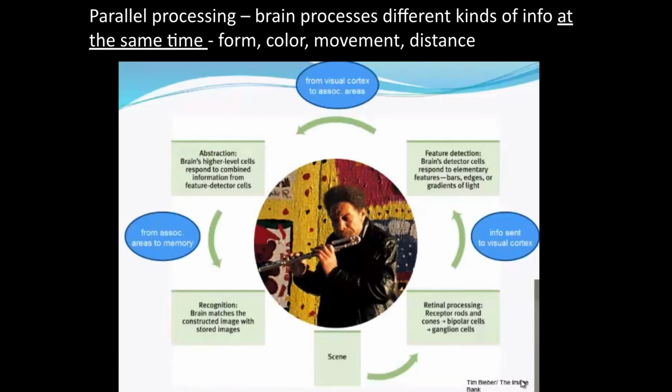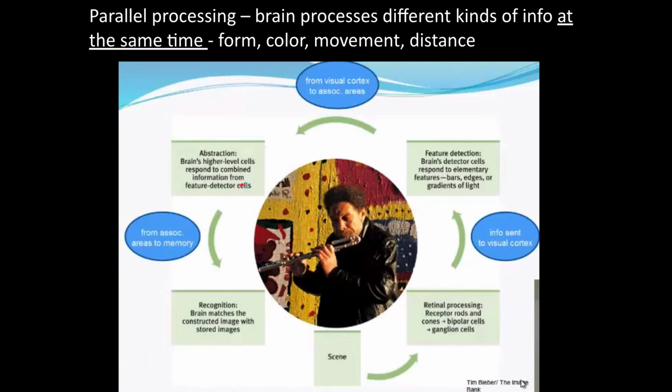It's important to realize that the brain is always engaging in what's called parallel processing. So the brain is processing so many different kinds of information at the same time. If I'm looking at a scene, we have the retinal processing, which involves the rods and the cones, the bipolar and the ganglion cells. We have that information being sent to the visual cortex, where the feature detector cells are going to respond to the different features and allow us to identify what the object is.